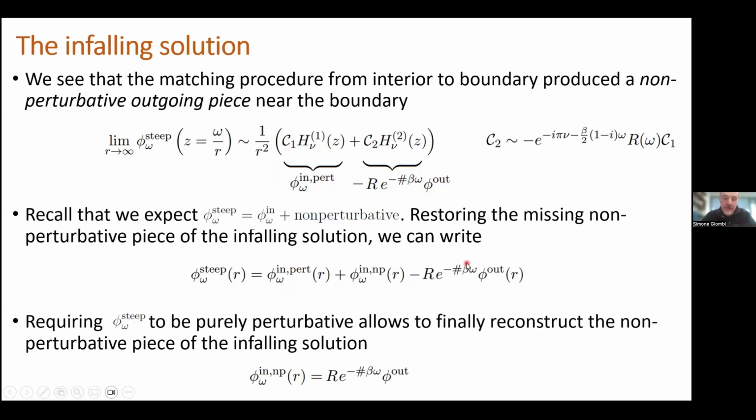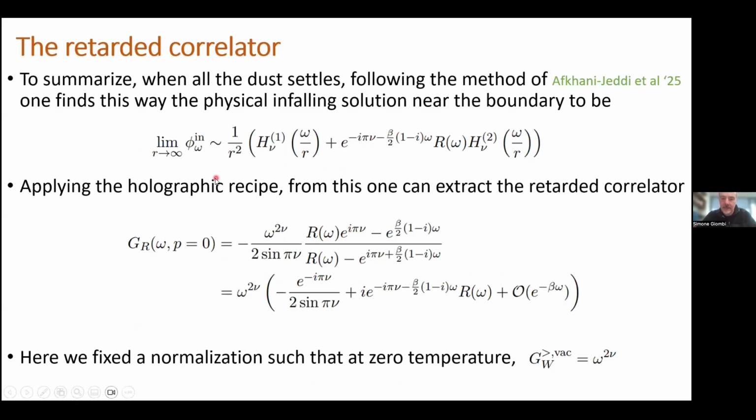And then the final step of the logic is to impose that the steepest descent solution, which is supposed to correspond to the steepest descent at the boundary, only gives the perturbative part of the correlation function, which means that this non-perturbative part of the infalling solution that we're interested in must be equal to this. So that's the final result of their logic. As I said, to me it's conceptually a little bit complicated at first to digest, but that's the end result. So after all the dust settles, you basically have this prediction for the infalling solution near the boundary.